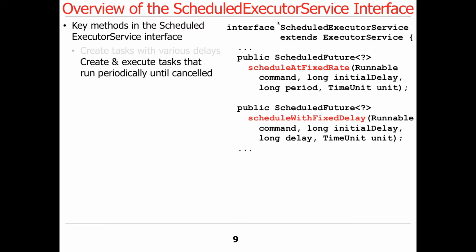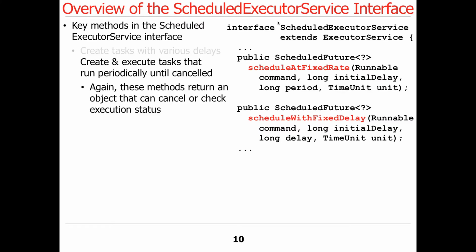There's also a pair of methods that are used to create and execute tasks that will keep running until they're canceled. There's one called schedule at fixed rate, which will run a thing. It'll give an initial delay, and then it'll run it at that point. And then there's also something called schedule at fixed delay. And again, these methods return an object that can be used to cancel or check the execution status.